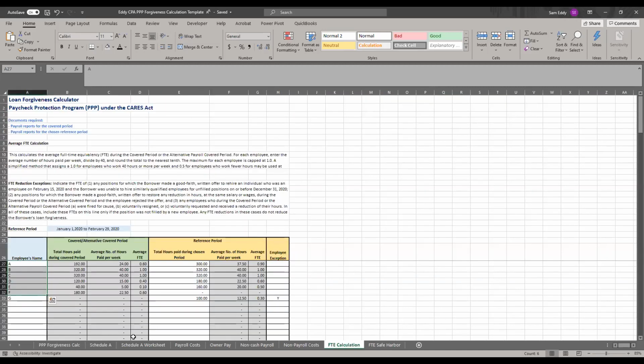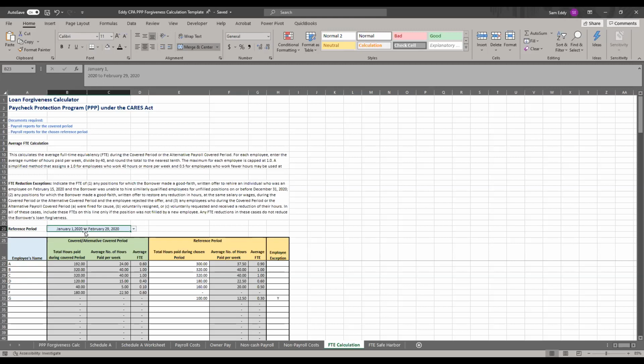So if you do not elect those two safe harbors, you will want to complete this average FTE calculation. Here we are comparing the FTE as of the covered period to a reference period. The reference period for most businesses will be between January 1, 2020 to February 29, 2020, or February 15, 2019 to June 30, 2019. Now, obviously, you want to select the reference period that has a lower FTE to reduce your risk of having any FTE reduction. So you will want to look at comparing both reports.